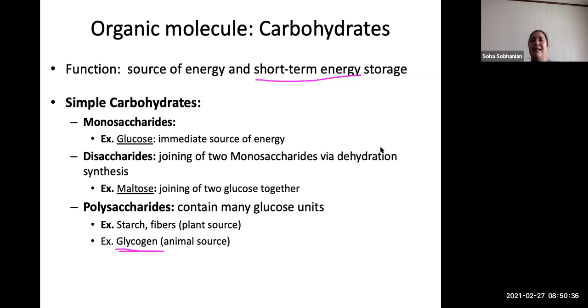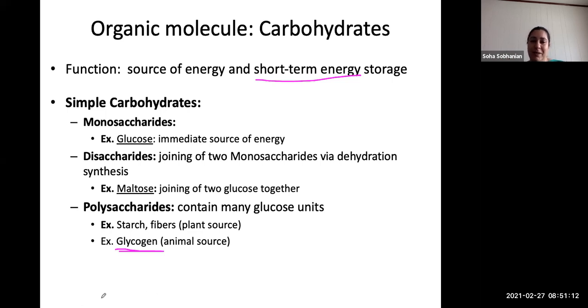So if I ask you guys this, you're eating a piece of meat, what type of polysaccharide can you find in it? What would you say? Glycogen, you got it. Let's say you're eating lettuce. What type of polysaccharide is most common in lettuce? Fiber, correct. So hopefully that gives you an idea of what the differentiation is going to be.